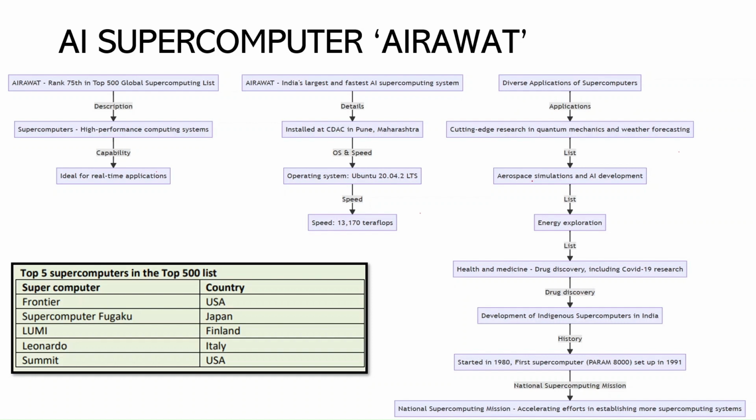They also play a crucial role in areas like weather forecasting, like our indigenous supercomputer Pratyush, which is currently situated at the Indian Institute of Tropical Meteorology in Pune. It also helps the health and medicine sector by accelerating drug discovery, and it enhances energy exploration for more productive oil extraction. And to make India a hub for supercomputing, the National Supercomputing Mission, or NSM, was launched by the government in 2015.